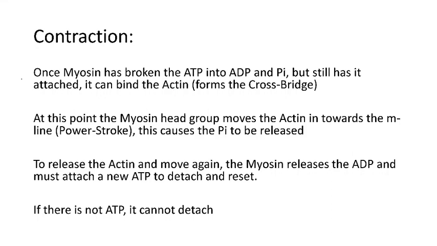So myosin binds to the actin. We have this ADP-Pi. This forms what is commonly called the cross bridge. And at this point, the myosin head moves the actin towards the middle. So if I have my myosin this way and my actin this way, I'm going to move it in towards the center, which means that the phosphate is going to be released. But then in order to release the actin, we need a new ATP.